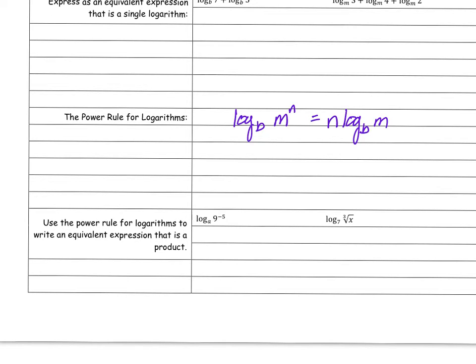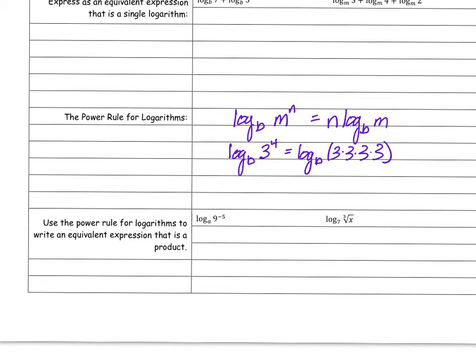So if I have, let's just say, log base b of 3 to the 4th power, what does it mean? What does the 4th power mean? It means to multiply it by itself that many times, right? So I could rewrite this as log base b of 3 times 3 times 3 times 3, correct?